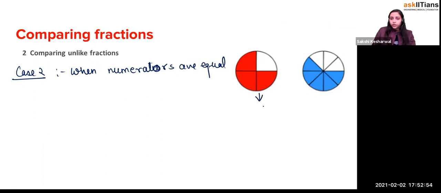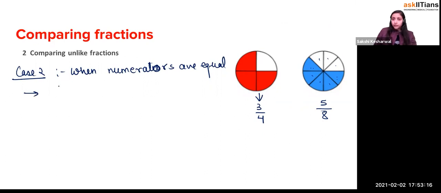So if I want to write this fraction, this is what? 3 by 4. This fraction is what? Like 1, 2, 3, 4, 5, 6, 7, 8. So this is 8, and this is what? 1, 2, 3, 4, 5. So this is 5. Now both have different numerators or not? Different numerators? Yes, and different denominators. So when you have different numerators and different denominators, what do you have to do?